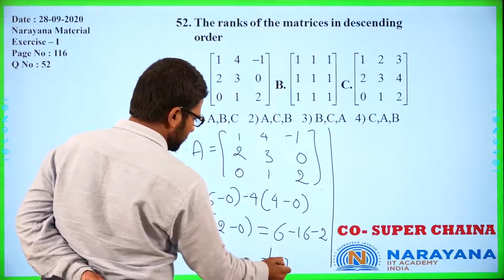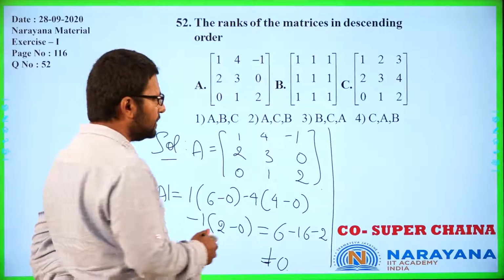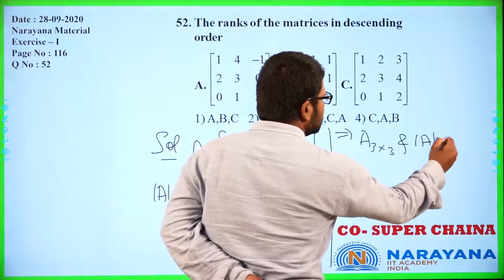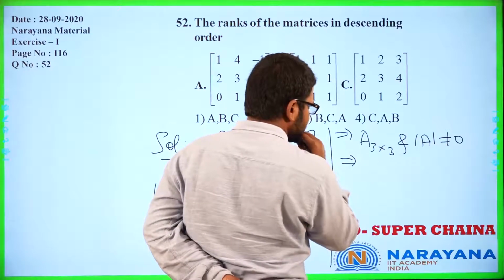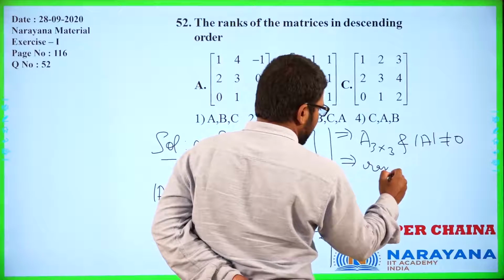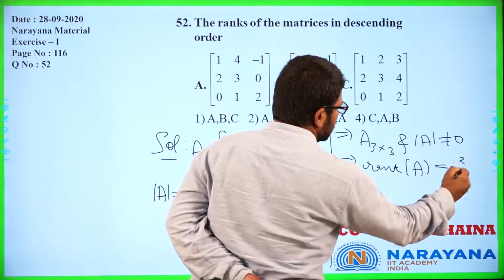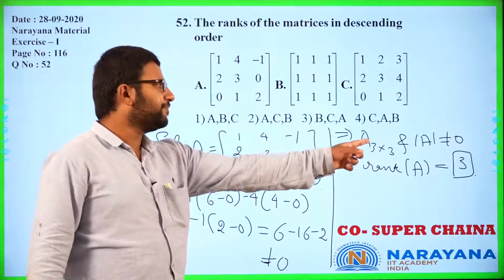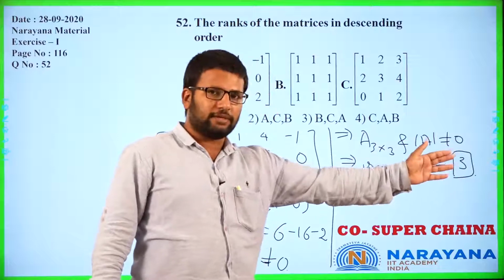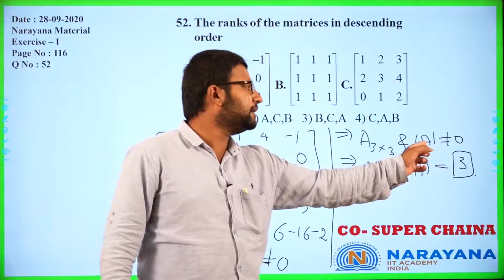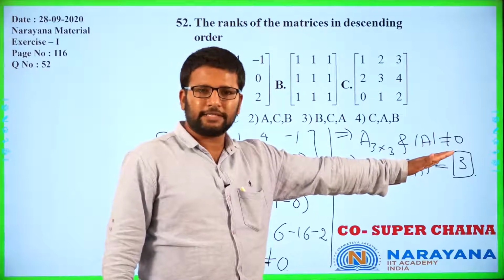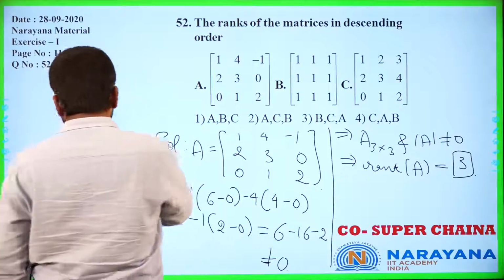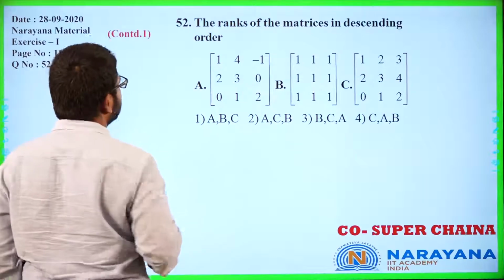Clearly mod A is not 0. That is enough for us, right? Which means A is a 3 by 3 matrix and mod A is not 0, which means rank of A must be equal to 3, right? What is the logic? Because if the rank was any other number, 2 or 1, clearly the determinant of A would have been 0. It's as simple as that. So mod A is not 0, therefore rank of A is 3. Now we need to look at matrix B.